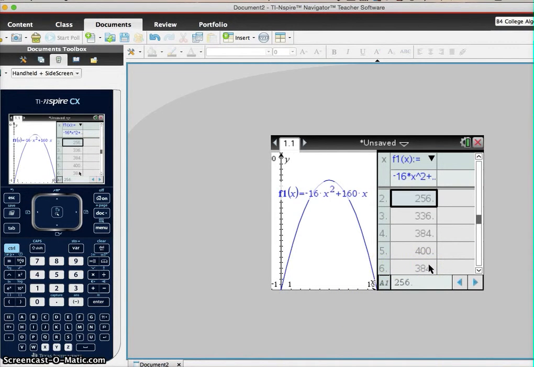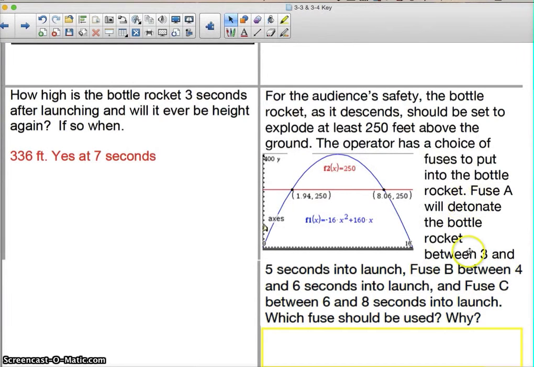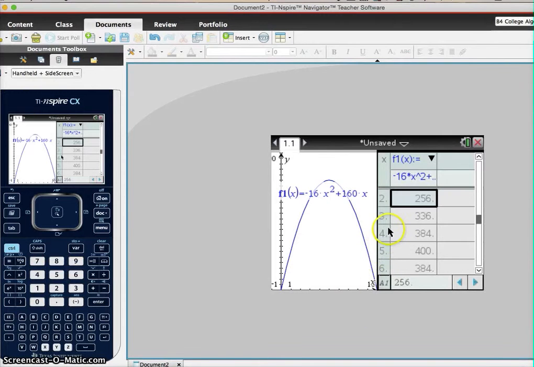Okay, so do we want it, choice A, to blast at around 3 seconds, around 4 seconds, or around 6 seconds? Well, look at your graph. 3 seconds, it's here. 4 seconds, it's almost at its max. And 6 seconds, it's on its way down. So when do you think you want it to blast?